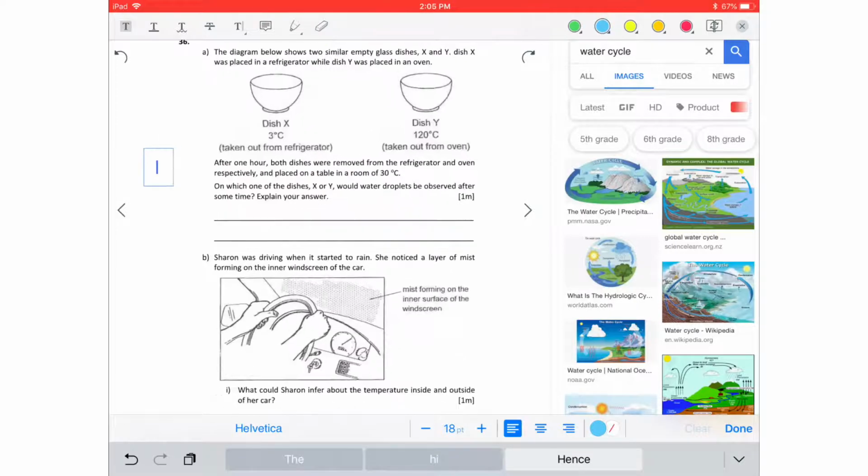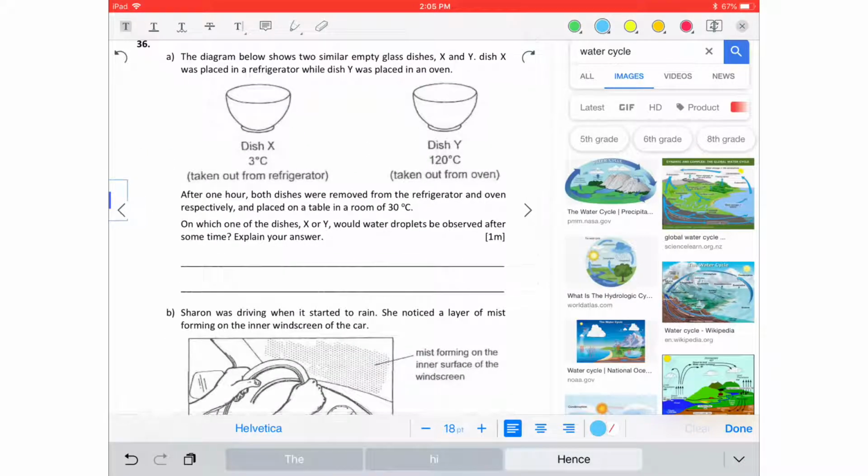Right, so we have a diagram showing two similar empty glass dishes. This one is at 3 degrees Celsius, the other at 120 degrees Celsius. After 1 hour, both dishes were removed and placed on a table in a room at 30 degrees Celsius. So that's like room temperature, correct? On which one would water droplets be observed after some time? Is it the cold one or the hot one?